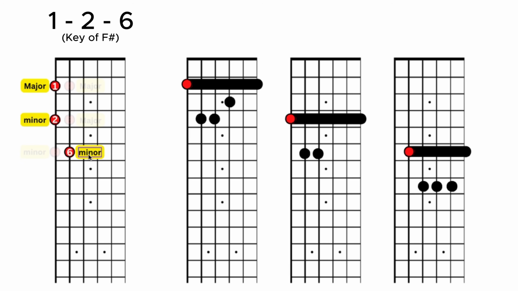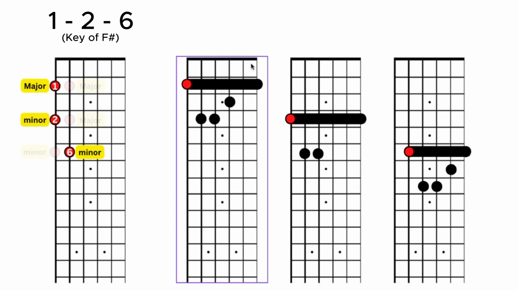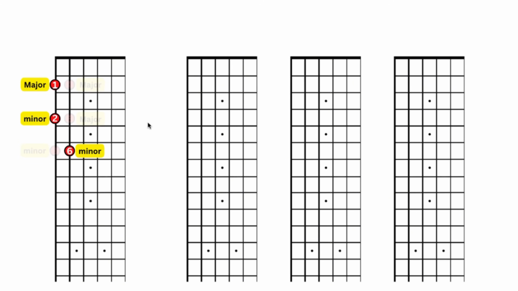Now look at this. The sixth chord in the key of F sharp, or in any key, is a minor chord. So what's the difference between an A major chord and an A minor? Just that note, 1 fret lower. So now, without even knowing what chords these are, you can play a 1, 2, 6 in the key of F sharp. But you can do this for any key.